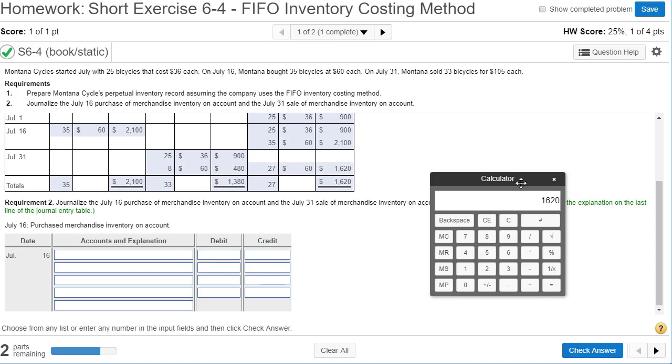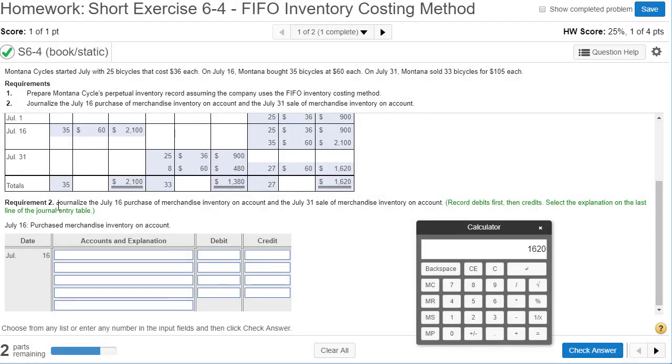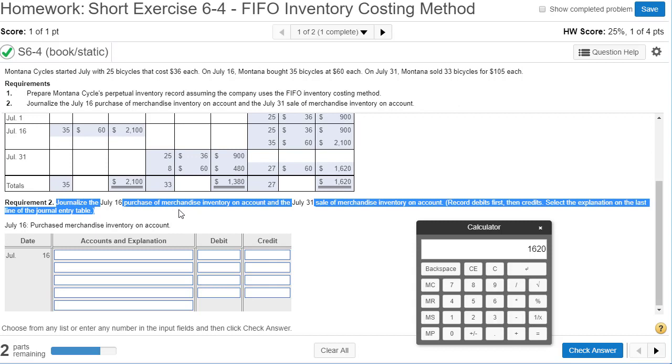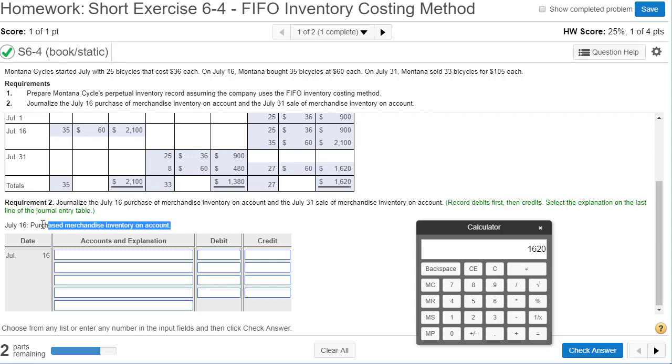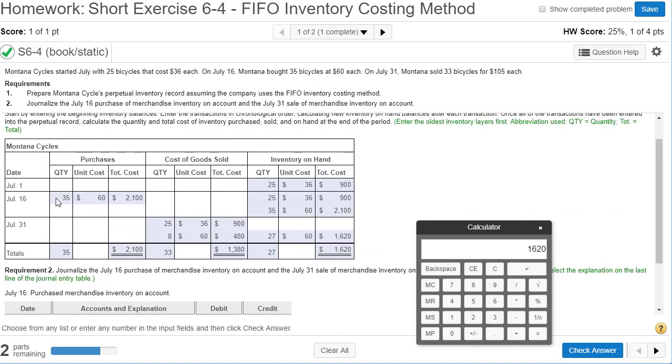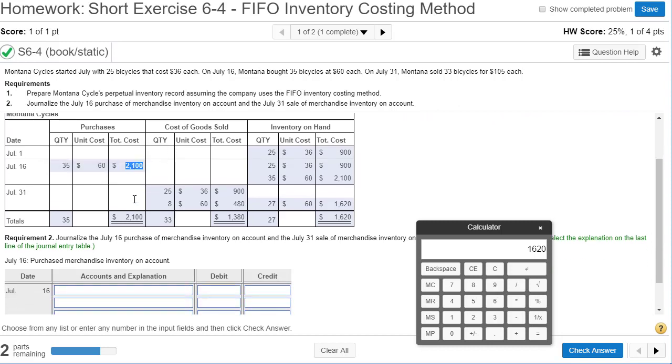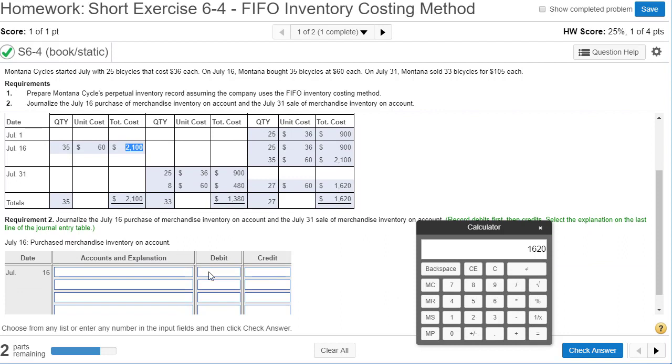Now we're going to journalize. Journalize a July 16th purchase of inventory on account. So that's what we're doing right here. So on July 16th, this transaction here, we purchased 35 at $60 each for a total of $2,100. So remember, in the journal, we don't have quantity or price each. We have the total cost. So it costs us $2,100. That will be my debit and credit.